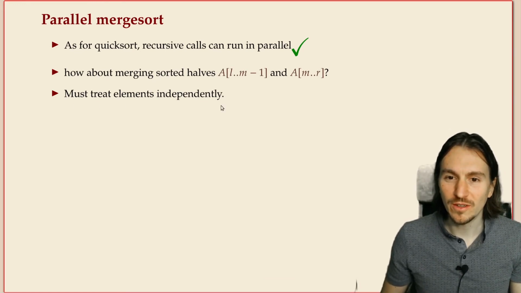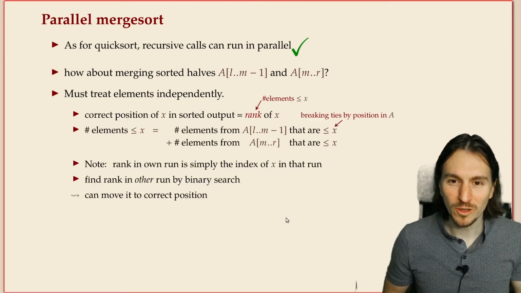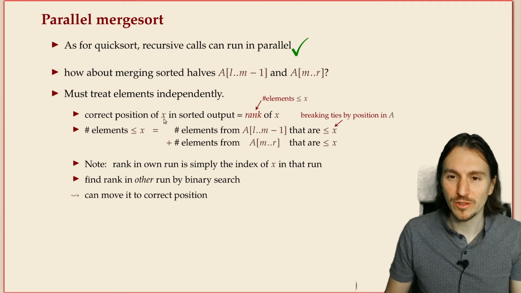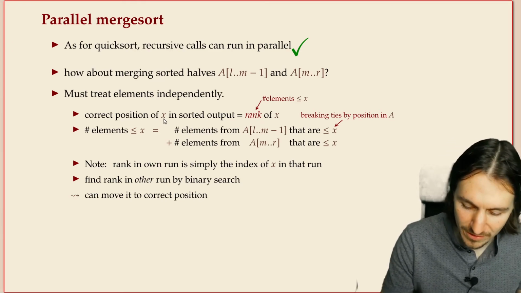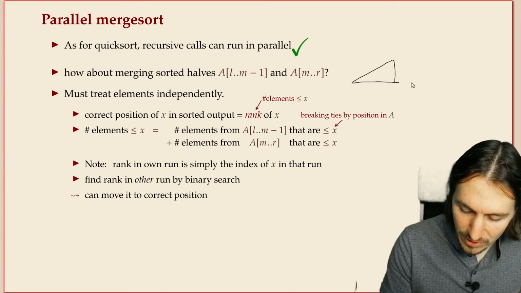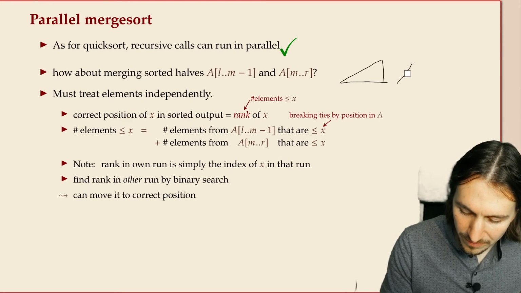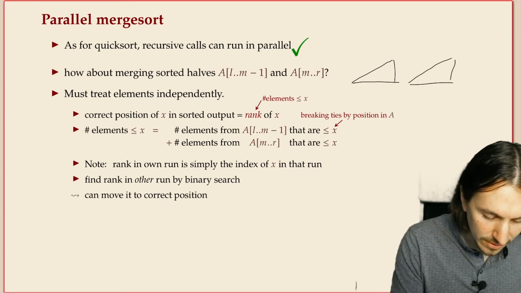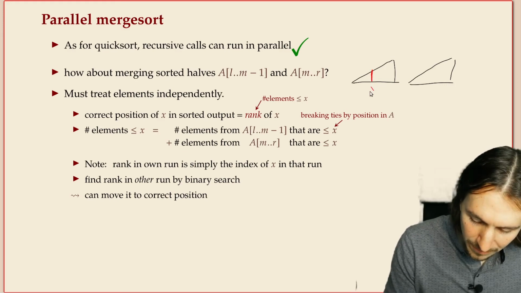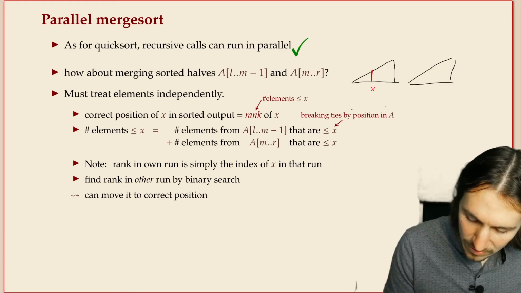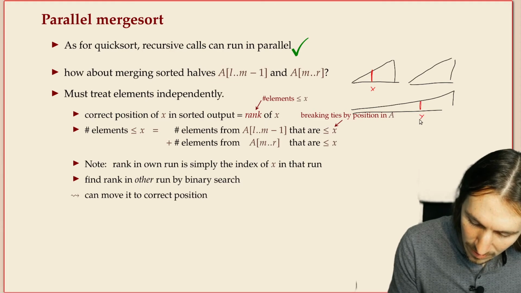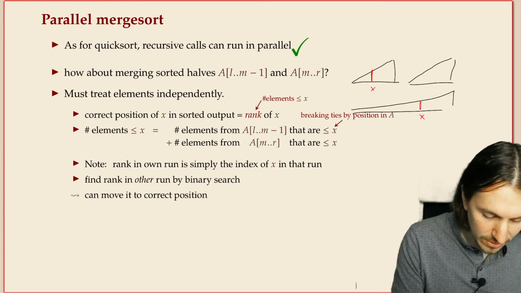What we have to do is treat all the elements independently in a way. And indeed, this is possible also for merging using the following idea. The correct position for some element in one of the 2 runs. So the input to the merging procedure, if you remember, were 2 runs like this. And let's suppose we have some element x here. Now the output looks like this, one sorted long run. And at some point we have our x. So the question is, where does this x belong?